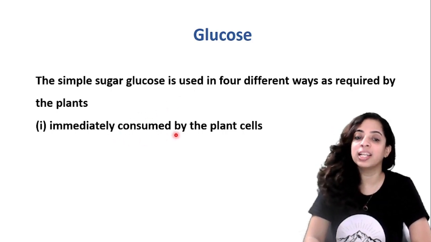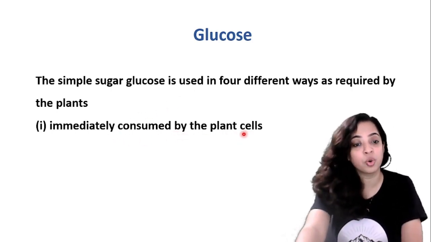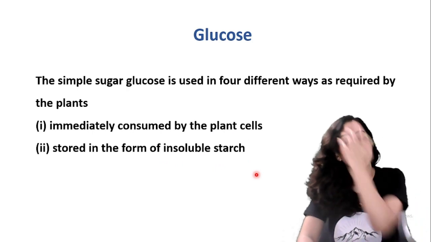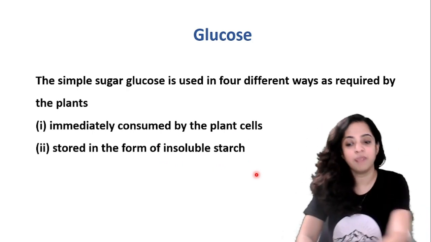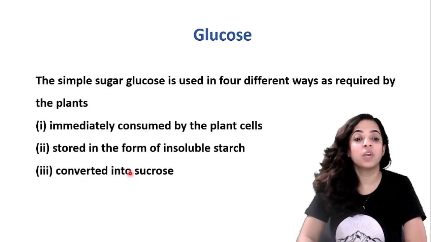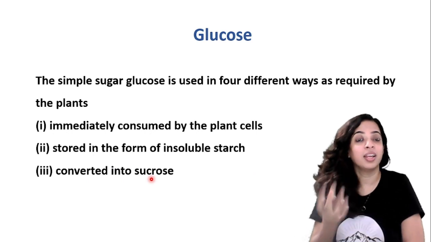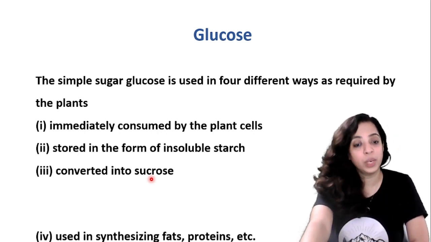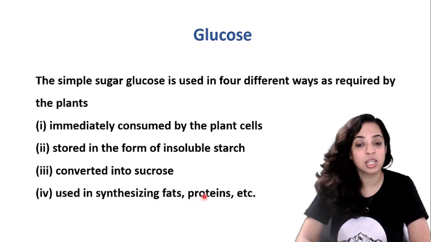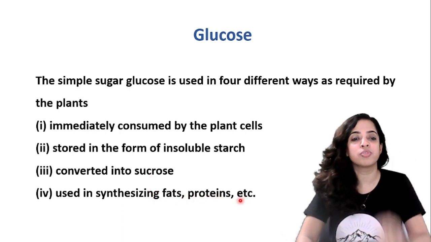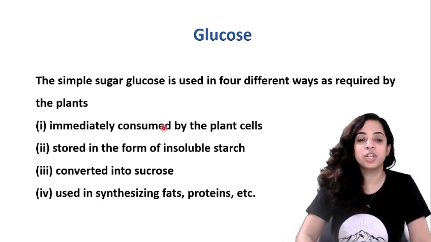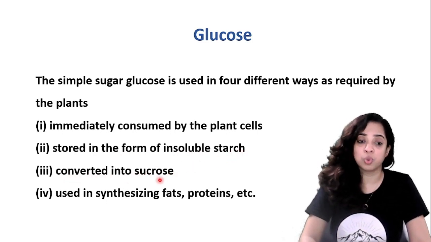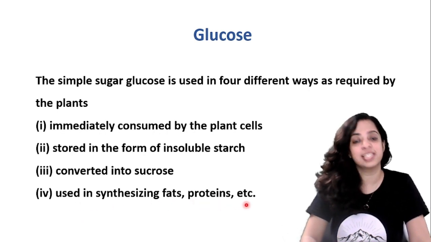First, it is immediately consumed by the plant cells for its functioning and for its growth. Second, it is stored in the form of insoluble starch. So, glucose converts into insoluble starch and it is stored for later use. Then, it is converted into sucrose. In the fruits, it gets converted into sucrose, and that's why it tastes sweet, and it is used in synthesizing fats, proteins, etc. So these are the 4 uses of glucose. It is immediately consumed by the plant cells. It is stored in the form of insoluble starch. It gets converted into sucrose and it is used in synthesizing fats, proteins, etc.